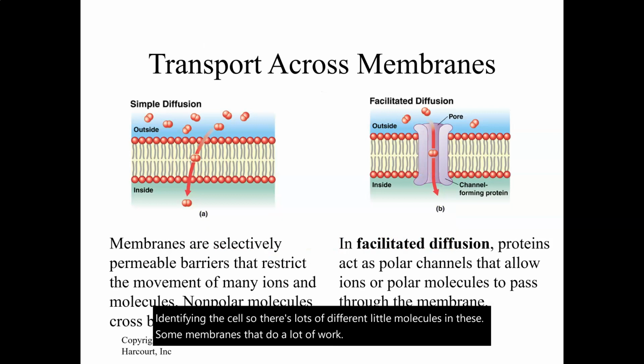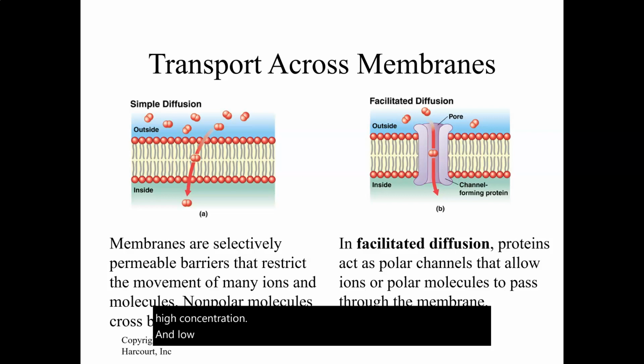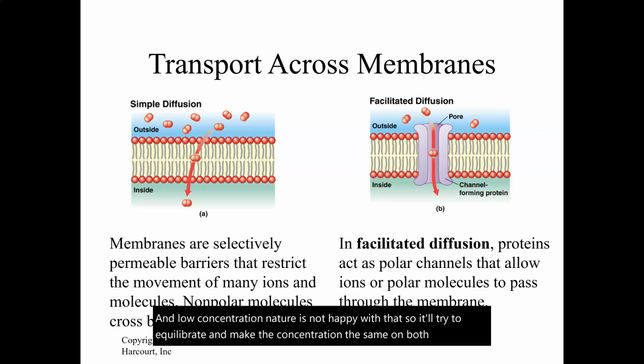We need to get some things into the cell, and so there's different ways that can happen. Sometimes simple diffusion can happen. Diffusion is a natural process where areas of high concentration and low concentration, nature's not happy with that. So it'll try to equilibrate and make the concentration the same on both sides. So really small atoms, ions, molecules can do simple diffusion through the cell membrane and try to make the concentration of these red molecules the same on the outside and on the inside. That's called simple diffusion.